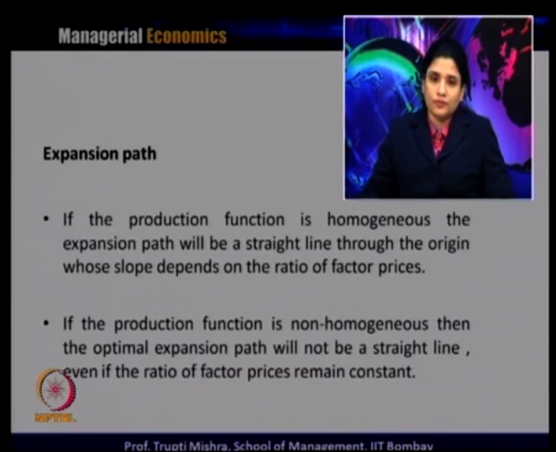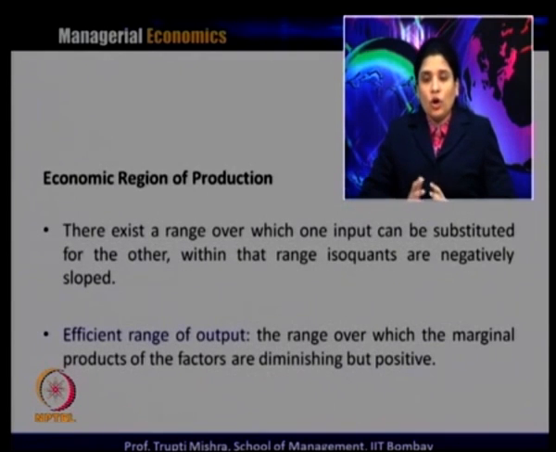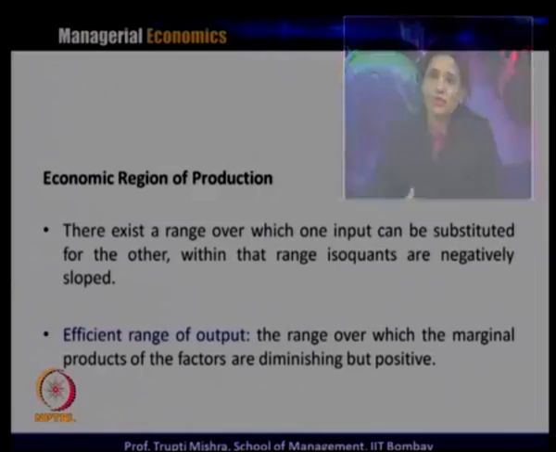Then we will talk about the economic region of production and how this economic region of production comes into picture over here, because if you remember, two inputs are closely substitutable to each other, the producer goes on substituting one input for another input in order to change the input combination, or sometimes just to check where the availability of the resources or the availability of the inputs are there.